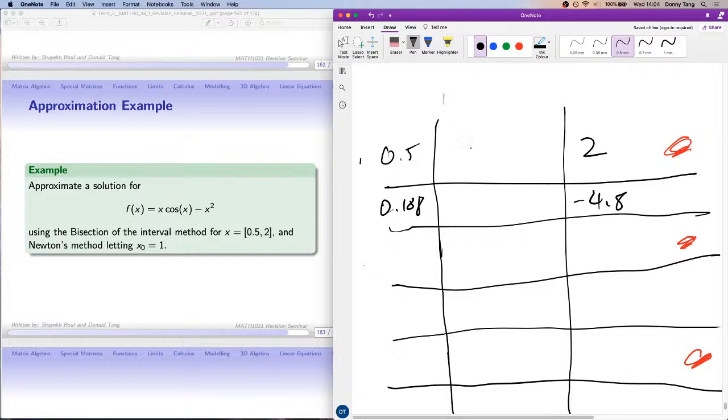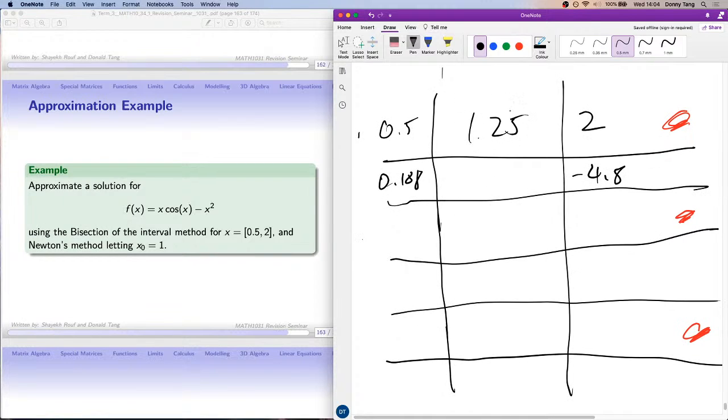Then we're going to find the interval that's the average of these two, because these switch in sign, which means there's a root in between them. Since there's a root in between them, the midpoint is going to be 1.25. We're going to halve the interval and evaluate at 1.25, and we get negative 1.16.